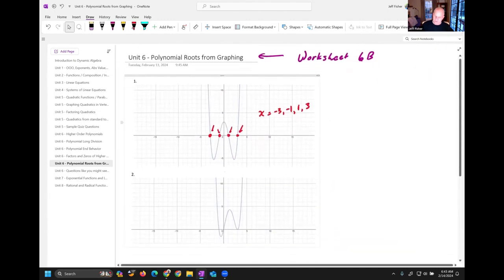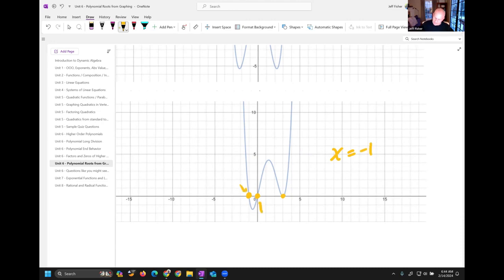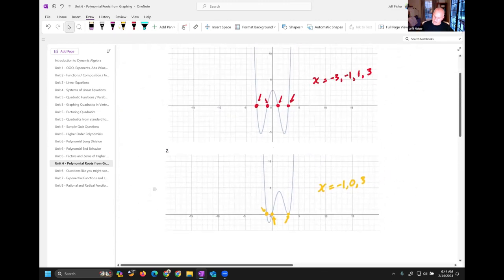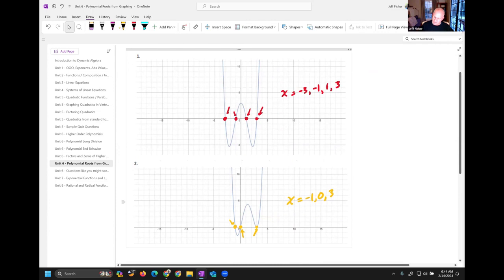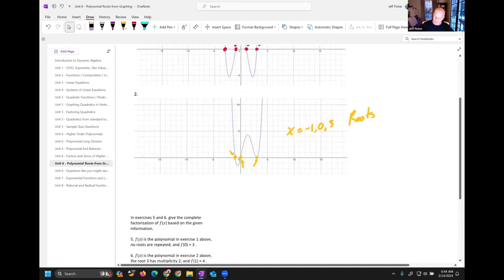So that's all that wants us to do. And how about this one? Well, we got one here, and here, and here, wherever it touches the x-axis. So this is x equals negative 1, and 0, and 3. So those are the roots just by looking at the graph. All you got to do is find out where it crosses the x-axis to find out its roots. So these things are called the roots of the function.